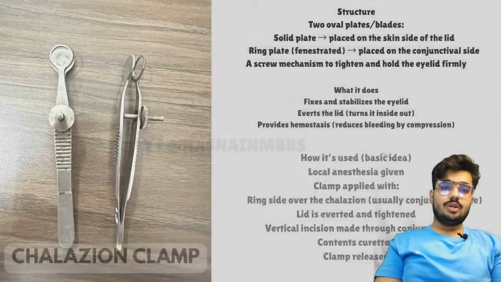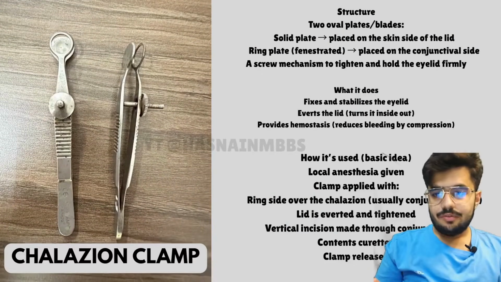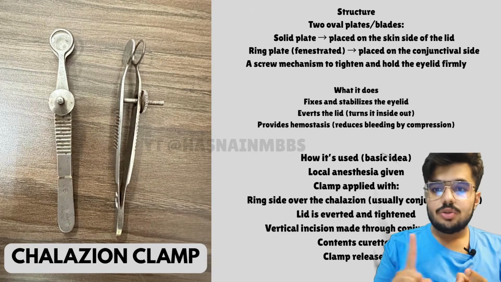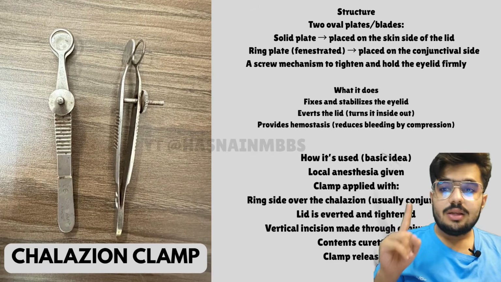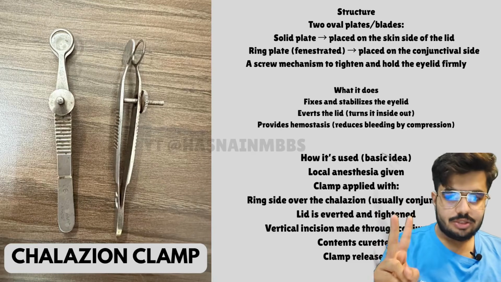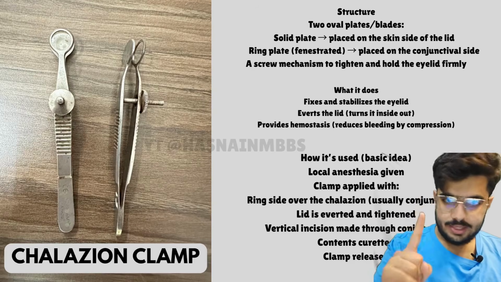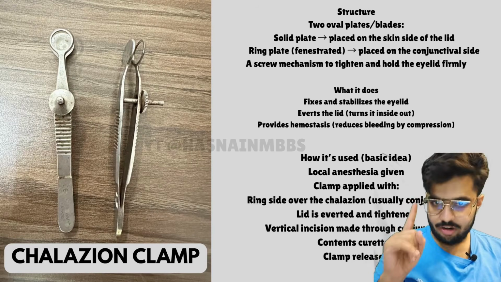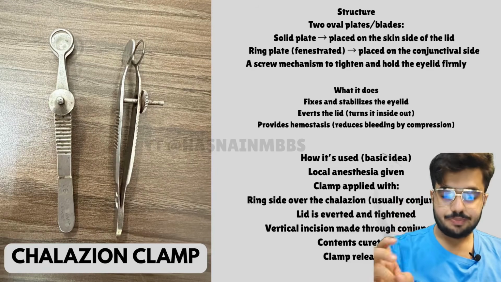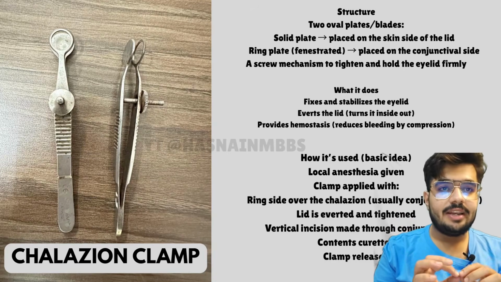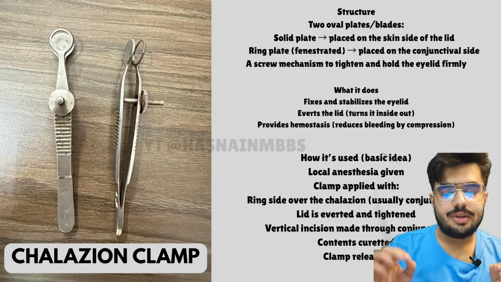First instrument which we're going to learn is the Chalazion clamp. If an instrument is handed to you, first you need to identify the instrument. So this is Castroviejo clamp, and then you have to describe the instrument. Castroviejo clamp has two oval plates. One is a fenestrated plate or the ring plate, and the other is the solid plate. And there is a screw mechanism to tighten and fix the instrument.